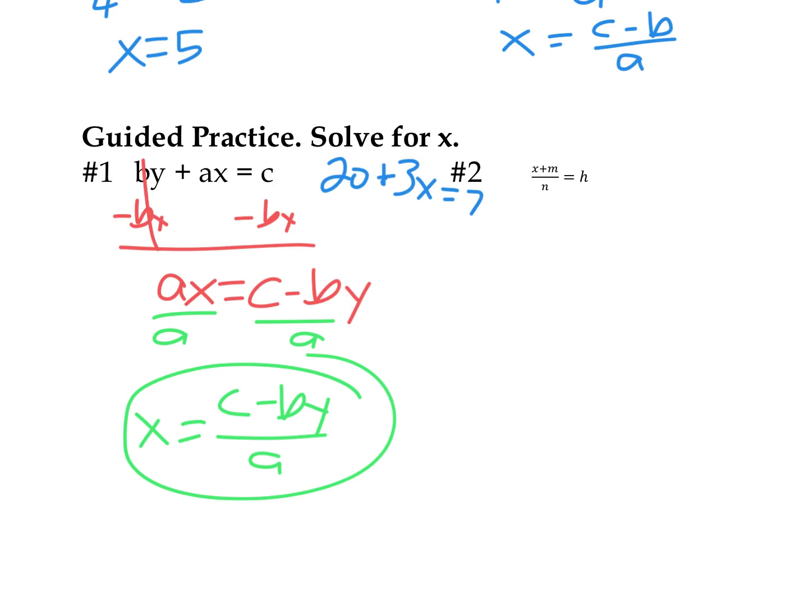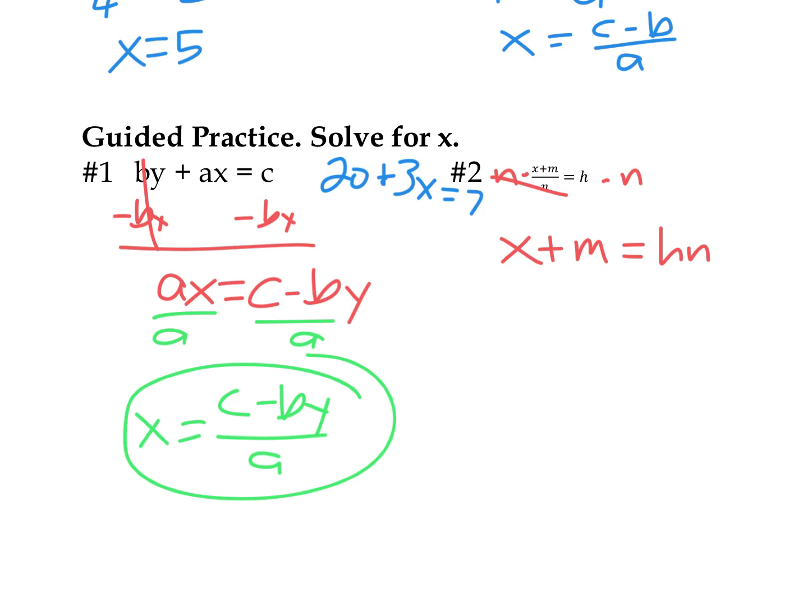In this next example, I'm going to solve for x: x plus m over n equals h. So we have a fraction there. How would I solve that? I would multiply by the denominator to cancel that out. So I'd multiply by n. It cancels it out. I'd have x plus m equals h times n.